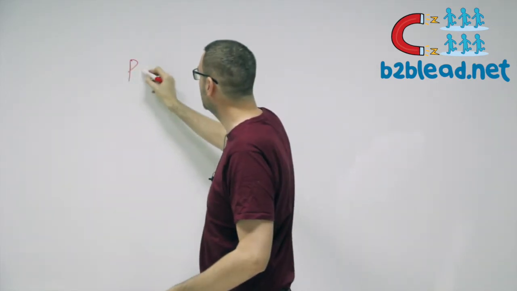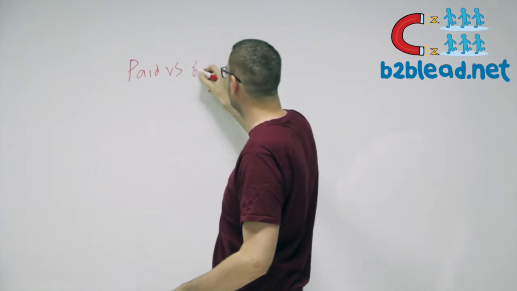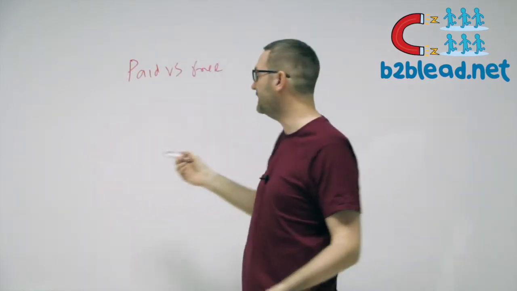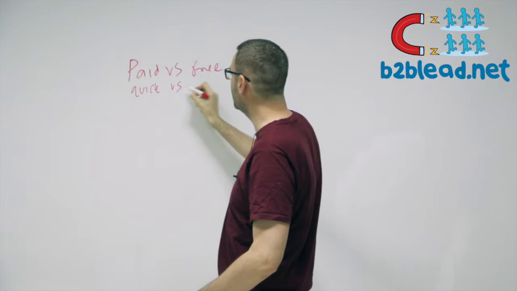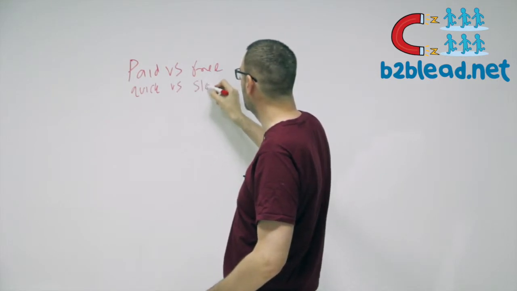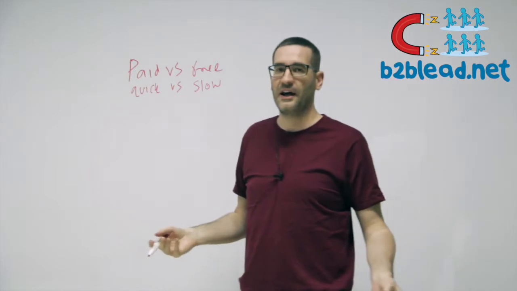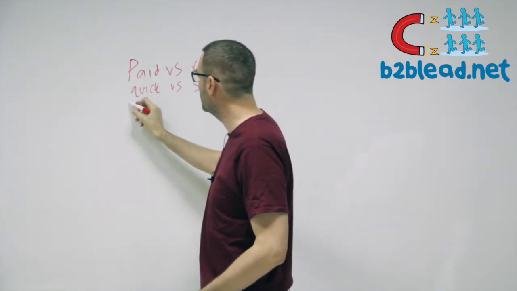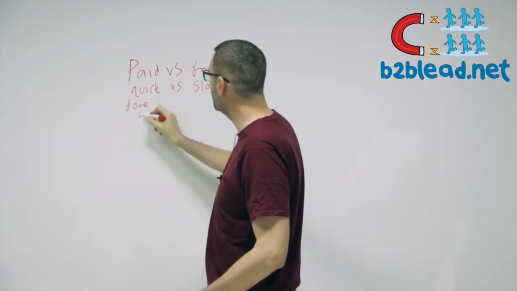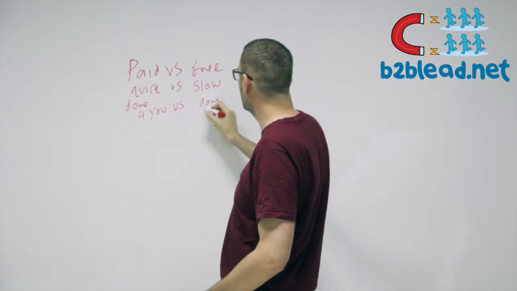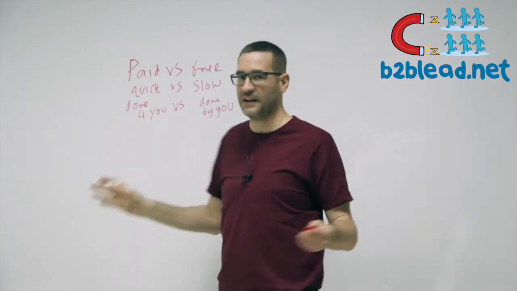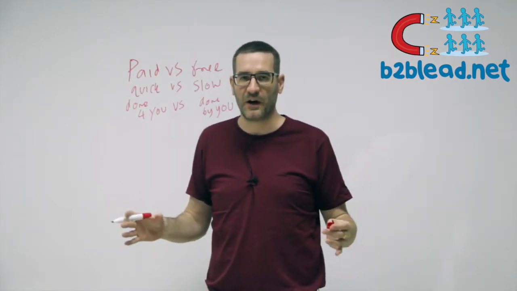Okay? So you've got different types of lead generation. You've got paid versus free, which is basically quick versus slow, or done for you versus done by you. Okay, so that kind of explains itself anyway.